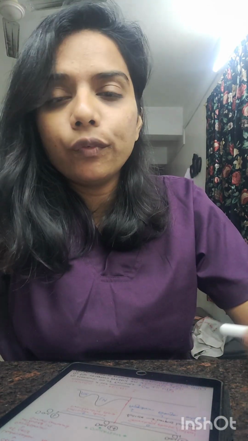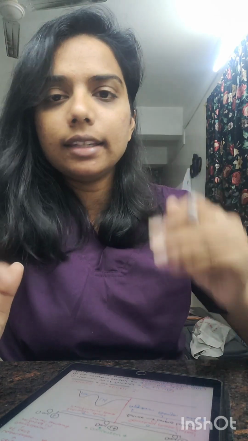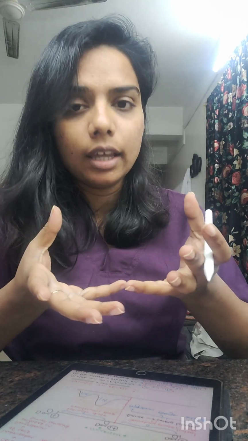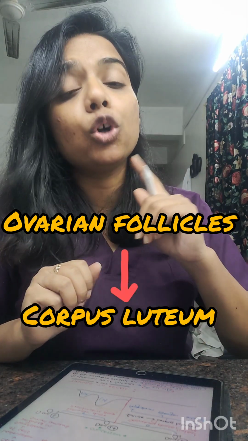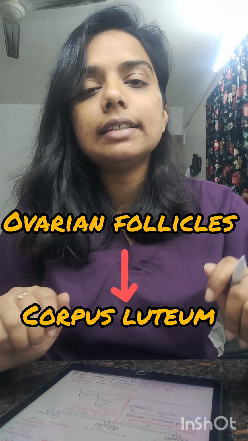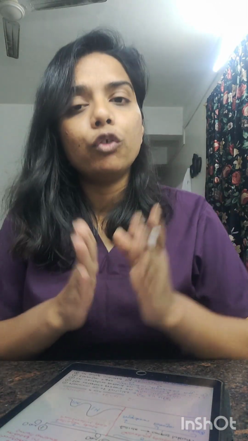But what happens with the ovarian follicle? As you know, the ovarian follicle has the primary oocyte, theca cell, and the granulosa cell. The ovulation happened, the primary oocyte got converted into the secondary oocyte. But what happened to the follicle? The follicle gets converted into the corpus luteum. Okay, and this is a very important thing. So right now we have reached day 14 of the cycle where the ovulation has occurred.